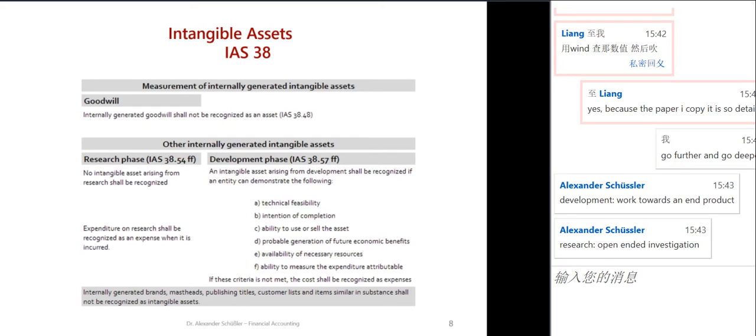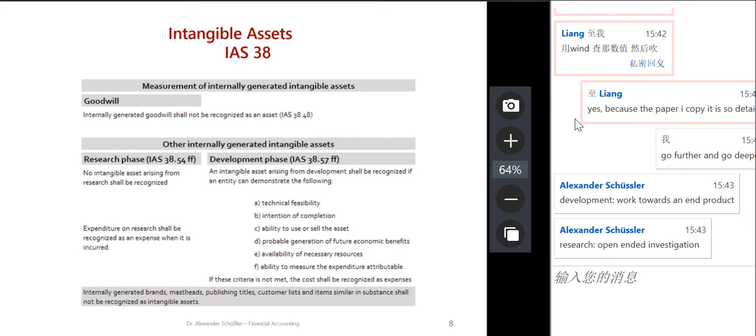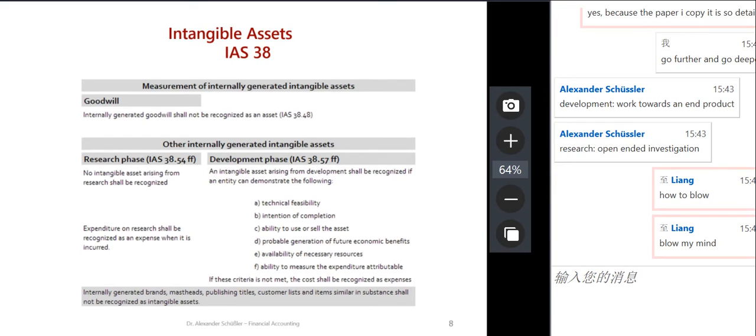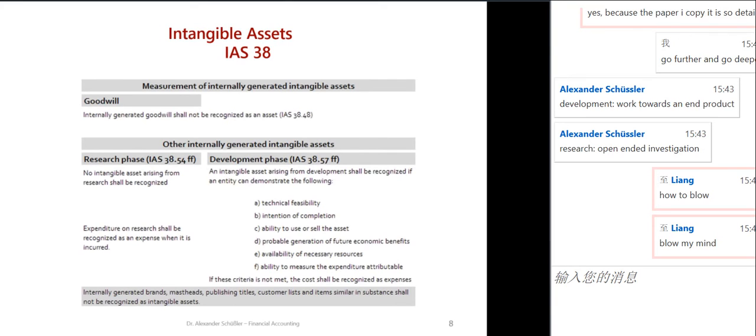For the development phase, it's different. When we're talking about development, and development, as I said, is a work towards an end product, then the question whether you can put it on the balance sheet depends on certain things. Actually, the firm, the entity, must be able to demonstrate the following. It must be able to demonstrate that there is technical feasibility for the product. There's an intention to complete the product.